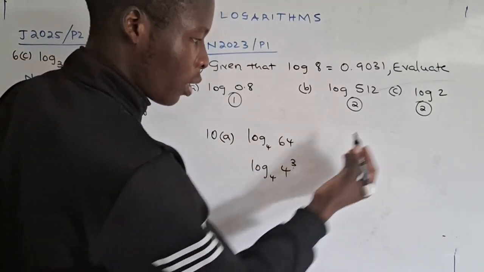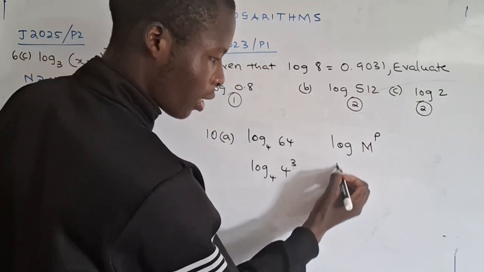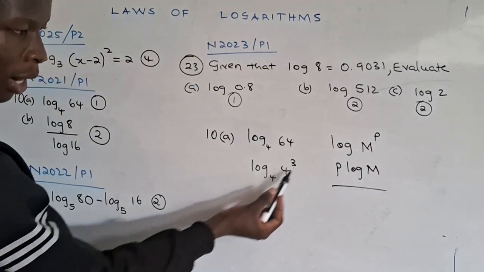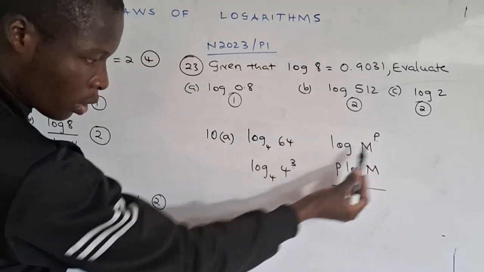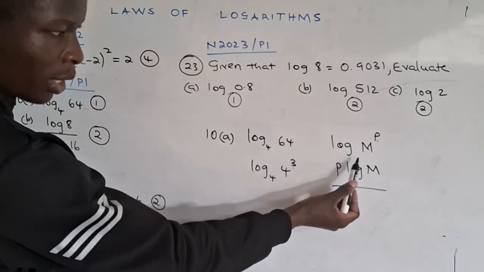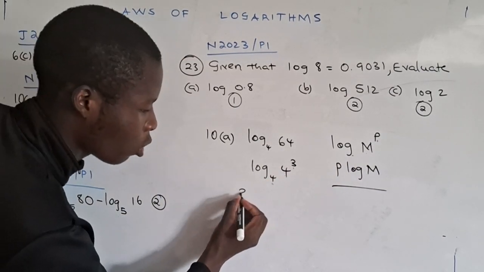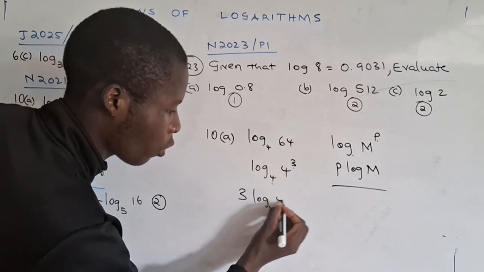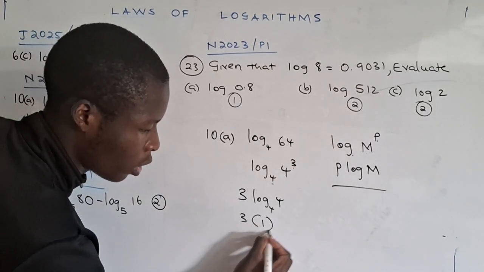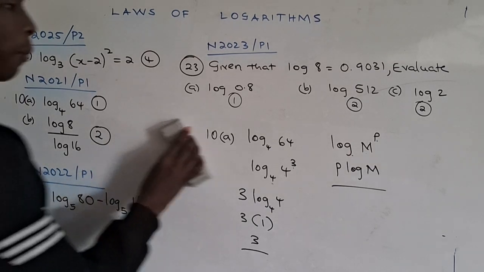See, there is this law I gave you. Log m to the power p, what is the answer? The answer is p log m. Likewise here, this 3 is equal to p and this 4 is equal to m. Here in this case it's base 10, but in this case it's base 4. So I'm going to take this 3 to this side. So this is 3 log base 4 of 4. I know log base 4 of 4, the answer is 1. So 3 times 1, what is the answer? The answer is 3. Let's move on to 10b.